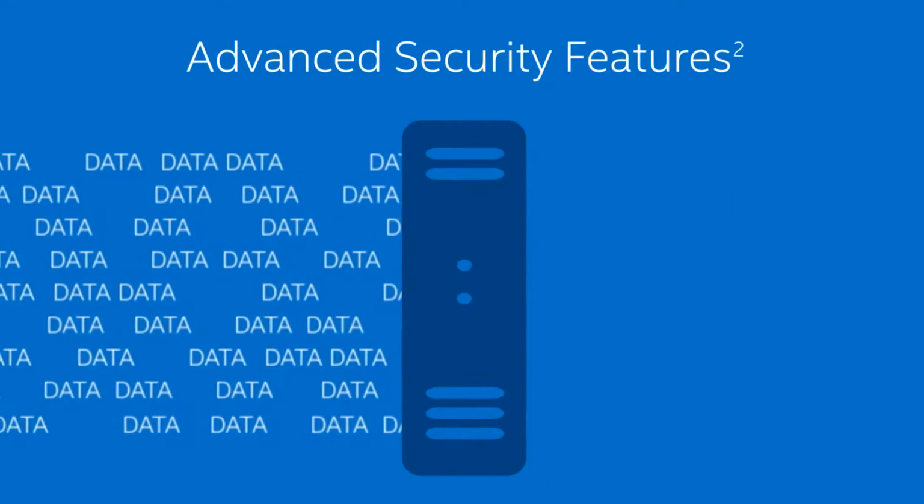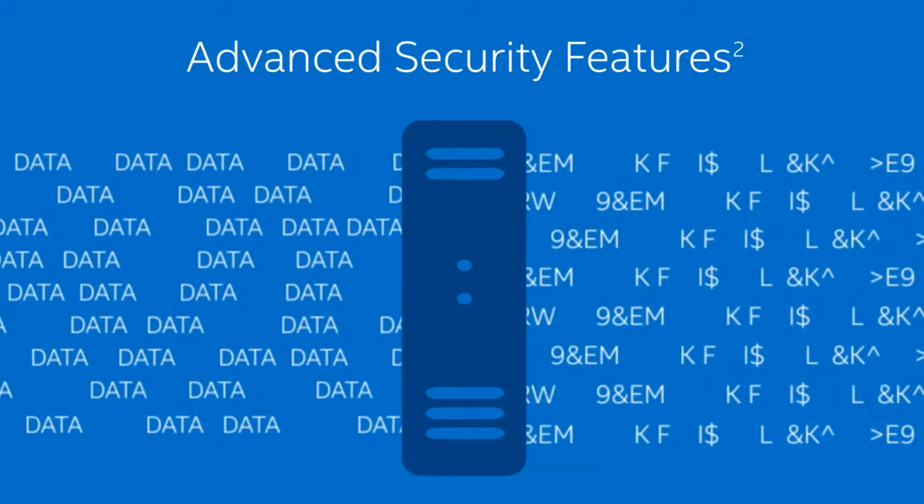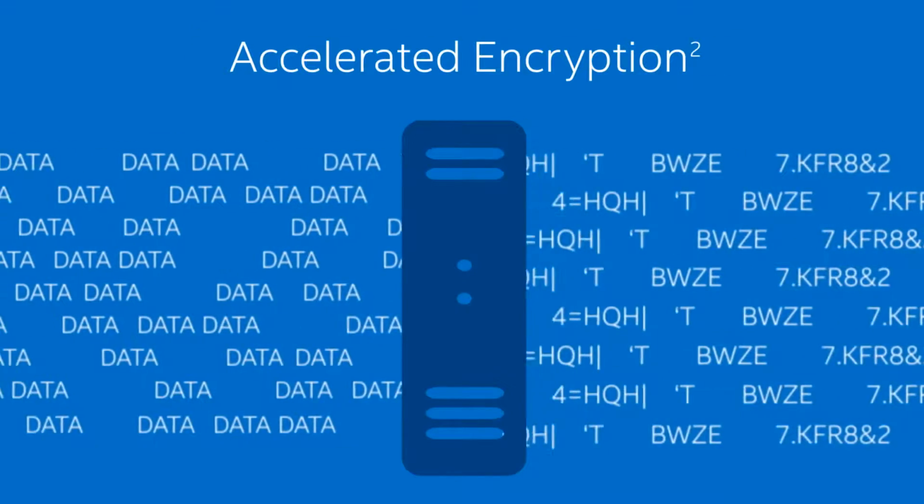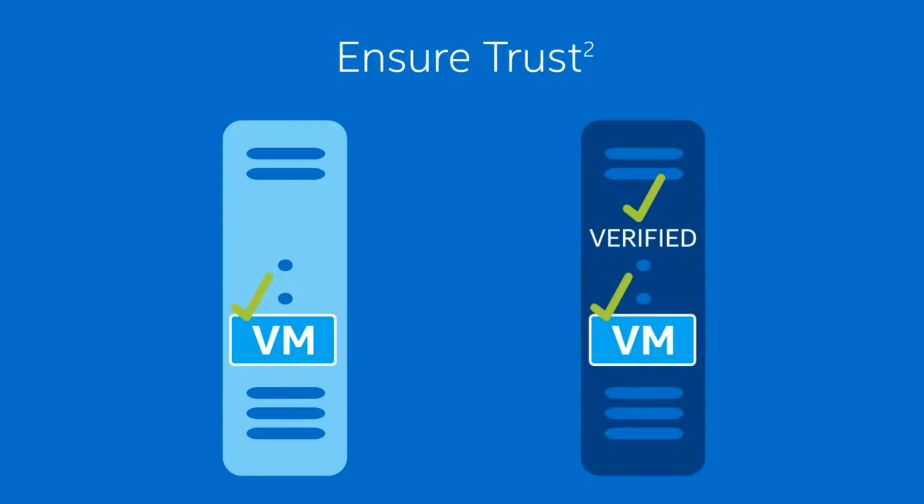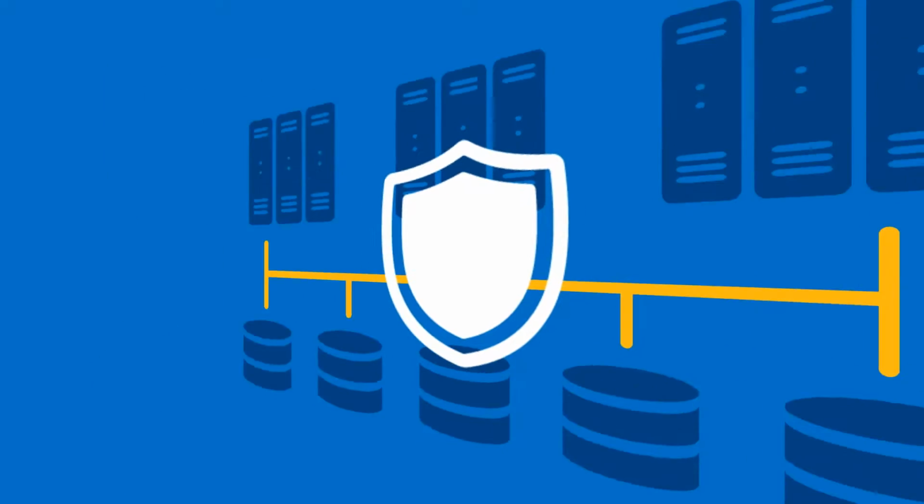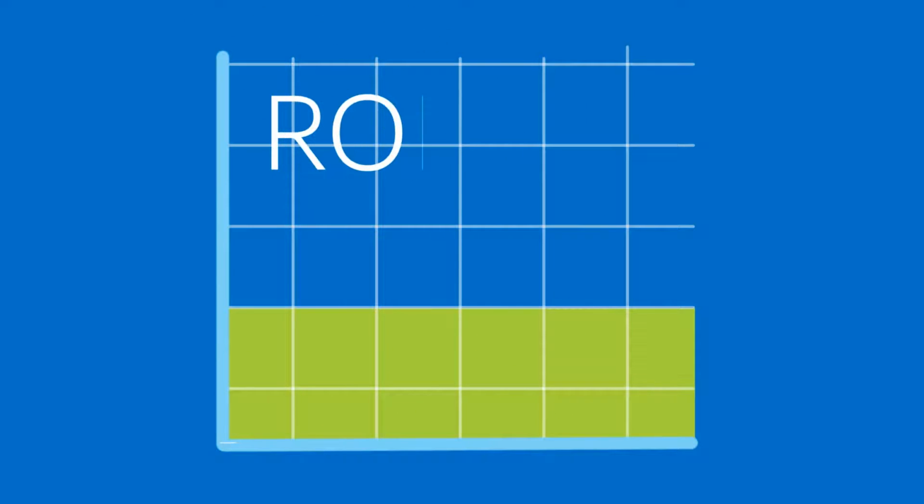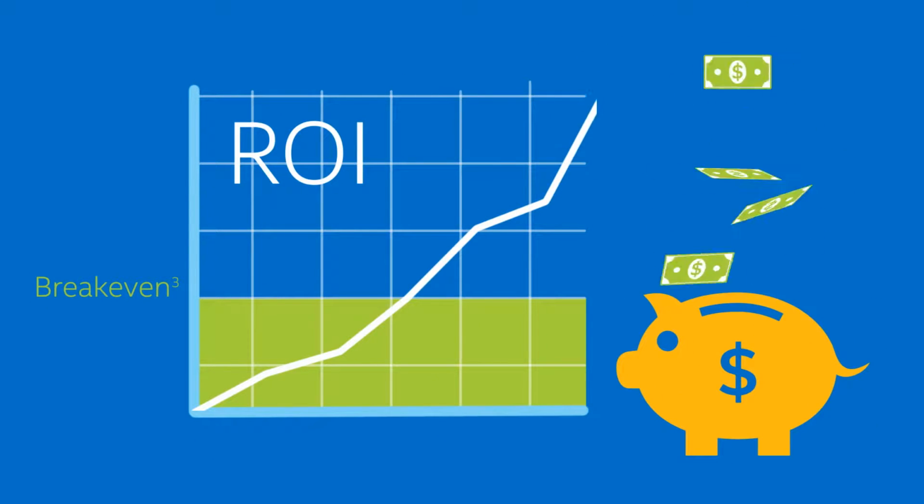And you can now get all of that new server, storage, and network gear with advanced security features built in. Features that can greatly accelerate encryption, ensure trust before migrating workloads, and more to protect your data and infrastructure. Best of all, your ROI can reach break-even in just a matter of months, and from there on, you're banking money you never saw before.